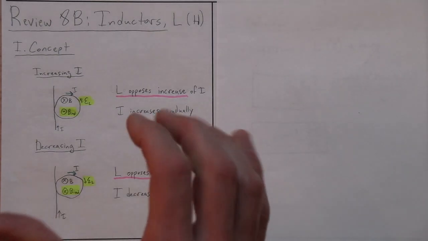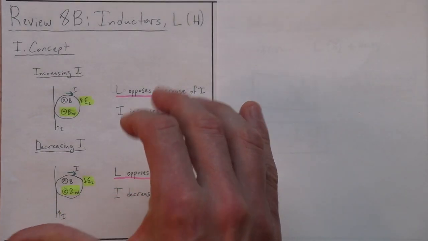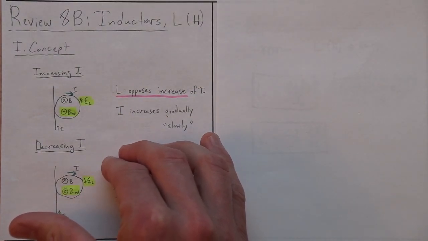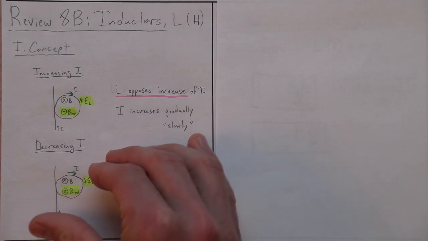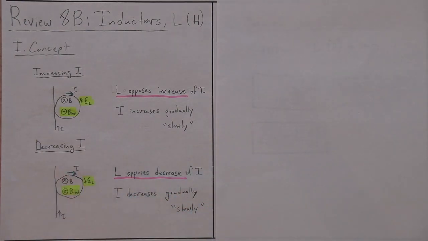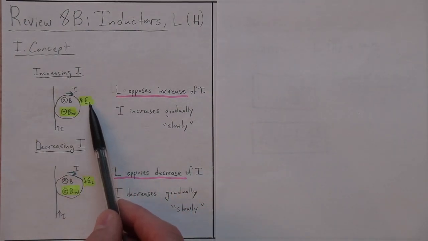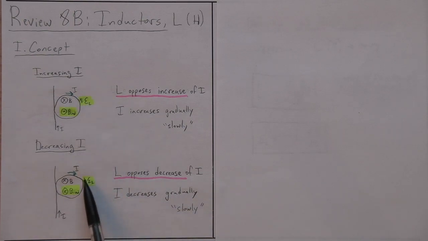Well, we use this right-hand rule again. We put our forefingers down through the center of the loop, and we see that our thumb at the bottom goes like this in the clockwise direction. Now you see, instead of the voltage induced going against the current, it's going with the current. So when I is decreasing, the voltage is trying to keep it going. So the inductor now opposes the decrease instead of opposing the increase of I. So I decreases gradually or slowly.